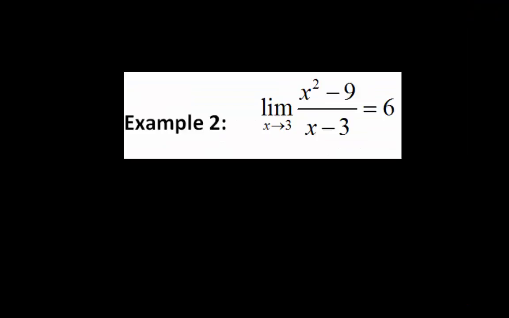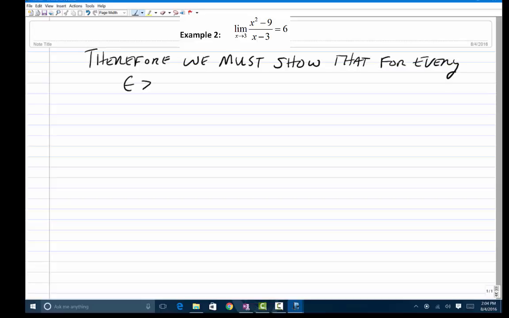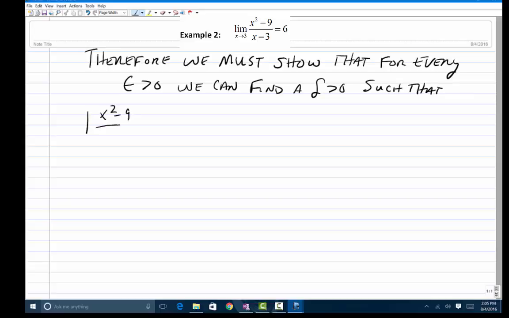Let's try another example. Similarly, the limit of x squared minus 9 over x minus 3 as x approaches 3 equals 6 tells us that when the values of x get close to 3, the values of x squared minus 9 over x minus 3 get close to 6. Therefore, we must show, for every epsilon greater than 0, we can find a delta greater than 0, such that the absolute value of x squared minus 9 over x minus 3 minus 6 is less than epsilon whenever 0 is less than the absolute value of x minus 3 is less than delta.